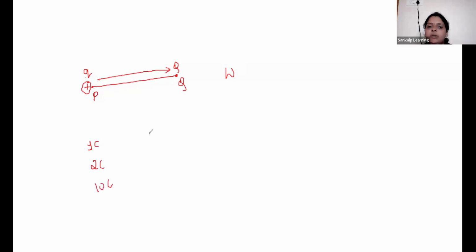How much work you have to do, that depends on what? That depends on the Q. Okay, it depends on the value of Q. So then, how much work you are doing per unit charge, that quantity is called as what? Potential. So that quantity we call in physics as potential.